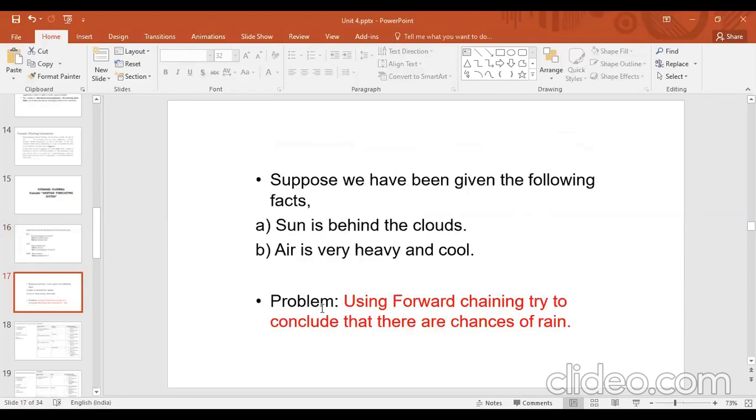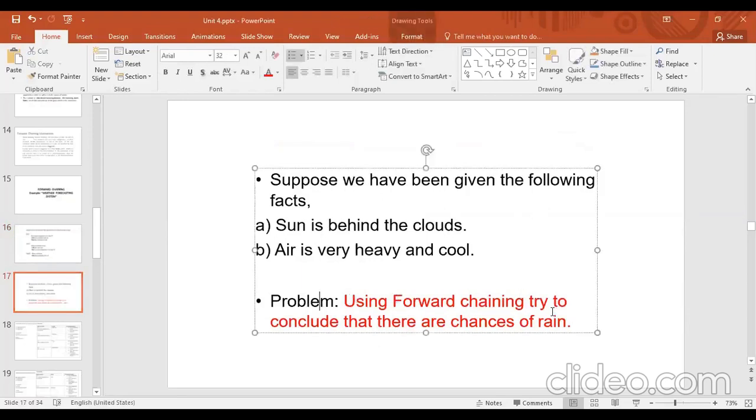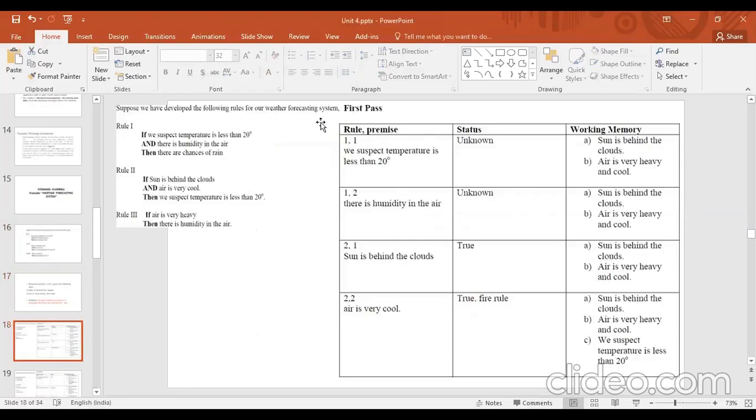Now I have to solve a problem, that is, using forward chaining, try to conclude that there is a chance of rain. Okay. So here, starting with the first rule: in the first rule, the first point and second point, then in the second rule, the first point and second point. Okay. Now the first pass. In the first pass, I have the two facts that are already given, that is, the sun is behind the cloud and the air is very heavy and cool.